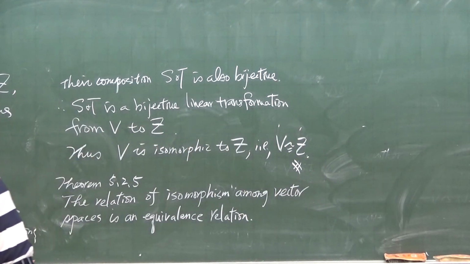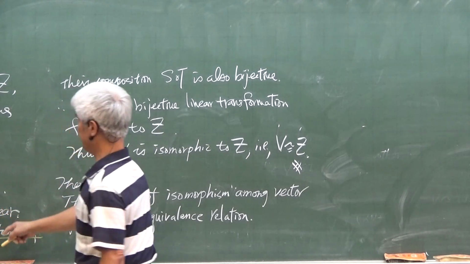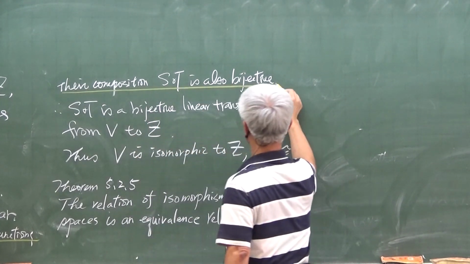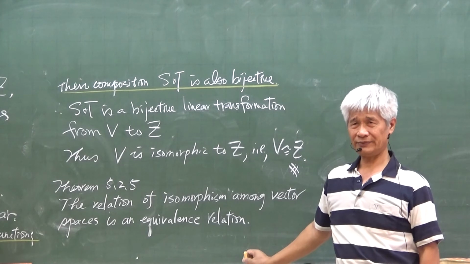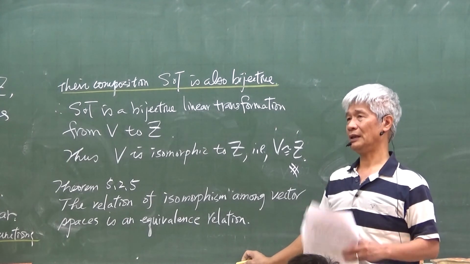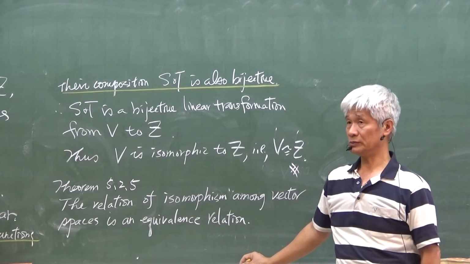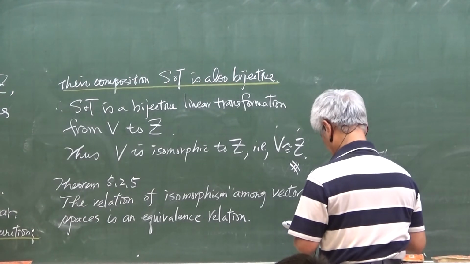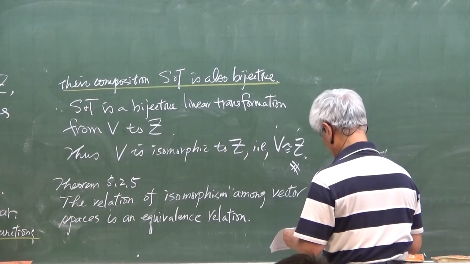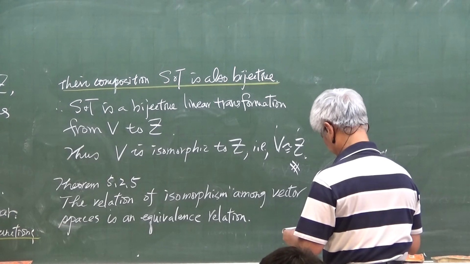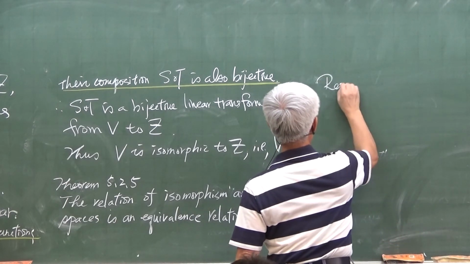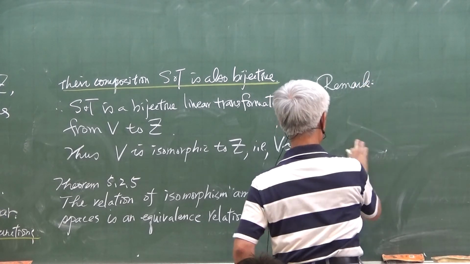The statement here, given two bijective functions, their composition is also bijective. I assume you know this fact from high school, or at least in calculus. But if you don't know that fact, I think I have a direct proof for that. Okay, remark. So I give a remark here.